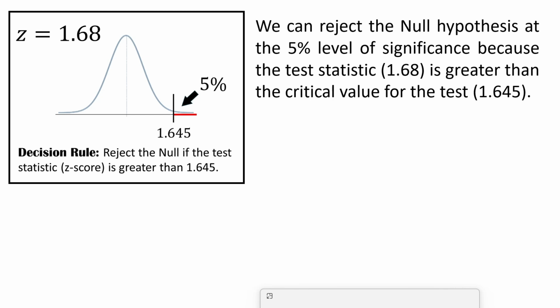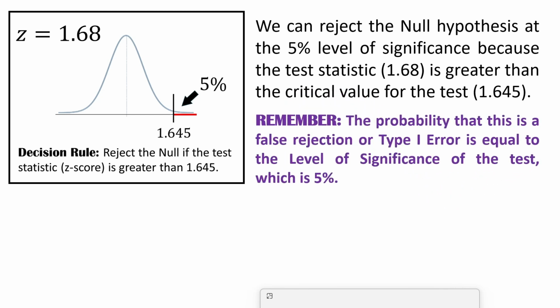I just want to remind you something. Remember that the probability that this is a false rejection, or in other words, a type 1 error, is equal to the level of significance of the test. That's worth remembering. I'm sure there's going to be a multiple choice question somewhere on the final, maybe a long answer question even, where you need to remember this. So I just want to remind you of that.